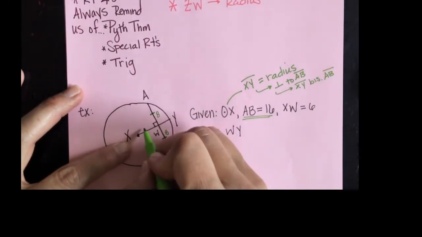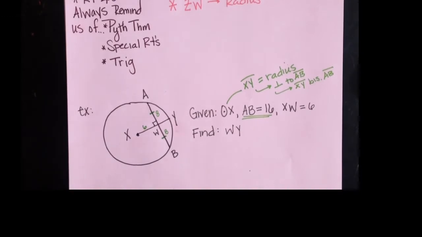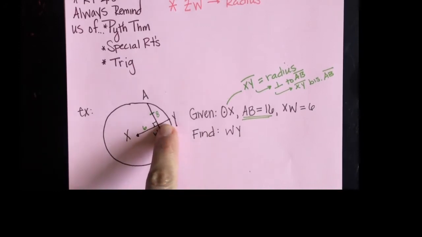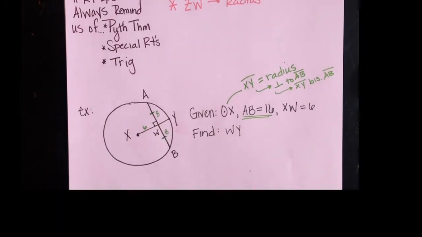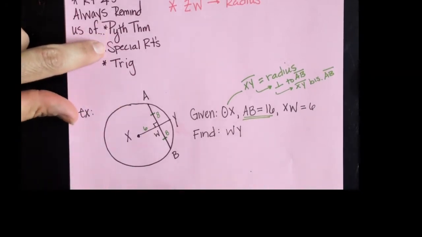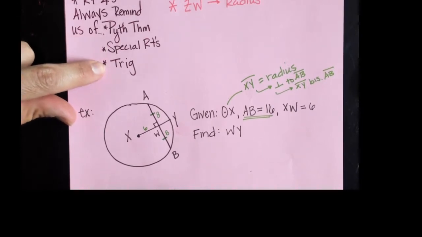XW, we said, was 6. And so now we've got all this information, and we're trying to figure out, well, how do I get that piece there? Well, we've got a lot of options. One of the options is to remember that I do have a right angle, and that means I could have the Pythagorean theorem, I might have angle measures for special rights, I might have angle measures for trig.